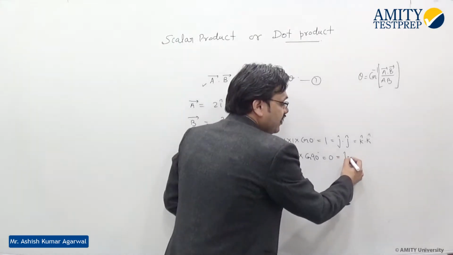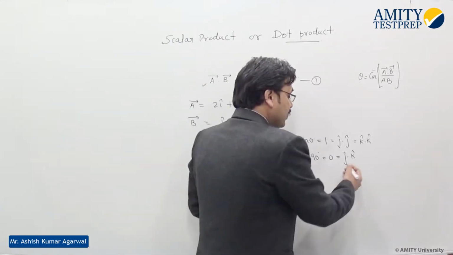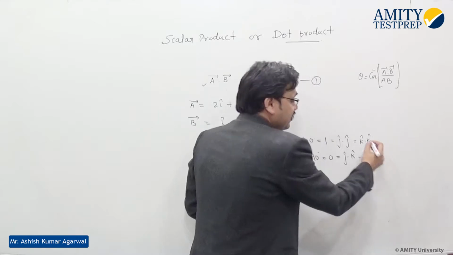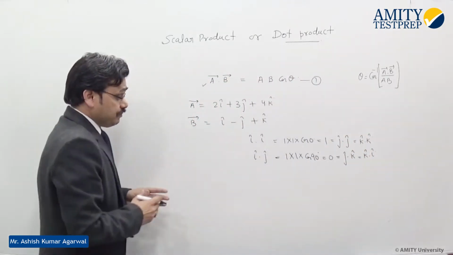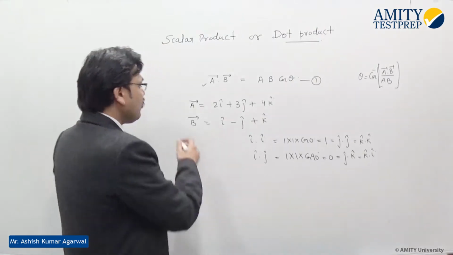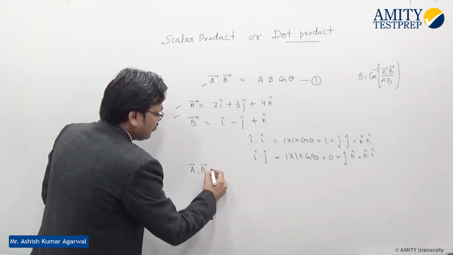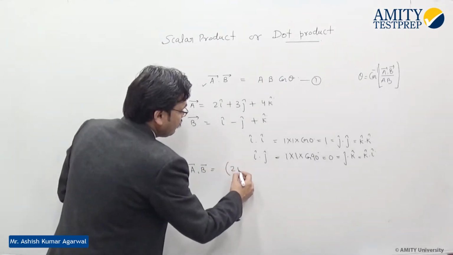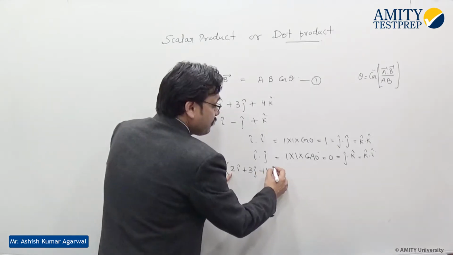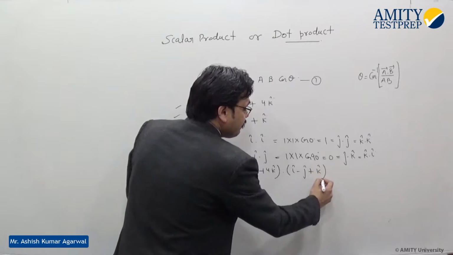In the same pattern, j cap dot k cap will give you a 0 answer and k cap dot i cap will give you a 0. So now you understand how to multiply two unit vectors. Now I will multiply A and B, A vector dot B vector. First of all I have to write the value of A, that is 2i cap plus 3j cap plus 4k cap, dot i cap minus j cap plus k cap.